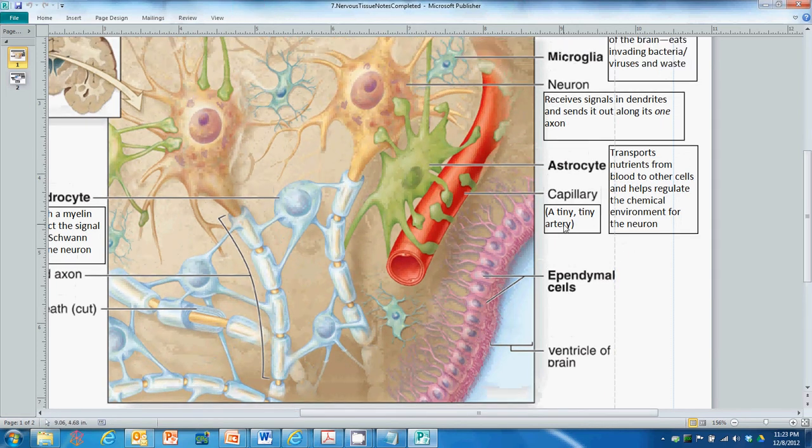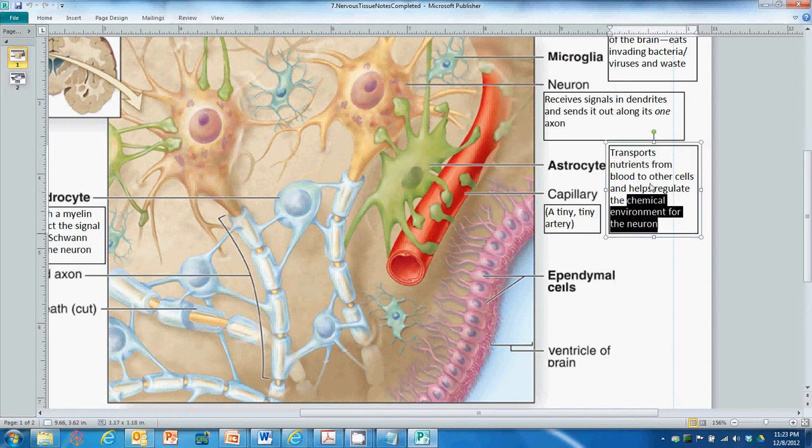Astrocytes are big and have a lot of things sticking out of them, like a star as you see in the sky. They are responsible for transporting nutrients from the blood to this neuron. Because the neuron needs a constant supply of nutrients, the astrocyte is going to pass the nutrients along, and the astrocyte is going to regulate the chemical environment. The astrocyte is responsible for regulating the chemical environment for the neuron, so the neuron has a clean, the right place to work.